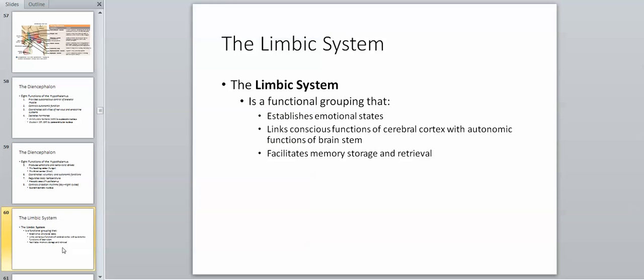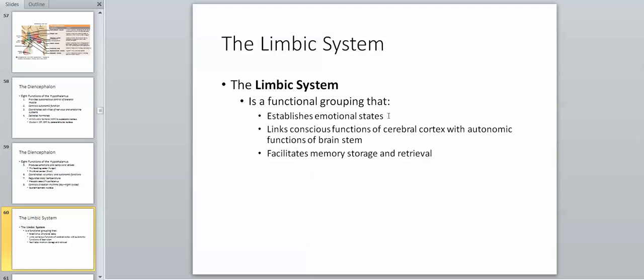All right. So then, if we move above the diencephalon, then we can actually move into the cerebrum. And we're now talking about the limbic system. The limbic system is basically a collection of things within the cerebrum and some nuclei and some other things that's going to be very important for emotional states.